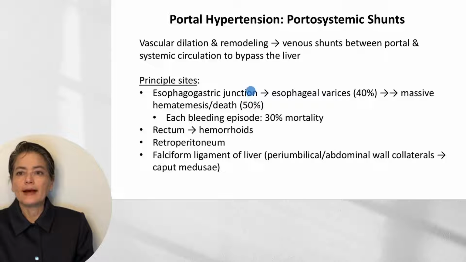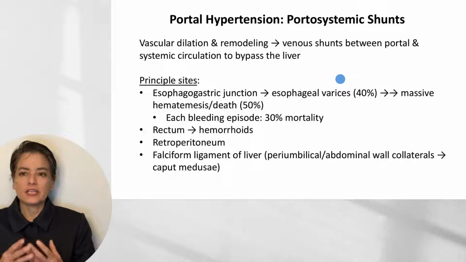This can result in massive dilation of the esophageal veins, referred to as esophageal varices, which we see in about 40% of patients with cirrhosis. These veins are very dilated and thin-walled. They're just below the surface of the mucosa, and they can rupture, causing massive hematemesis and death in 50% of patients with esophageal varices. And in fact, each bleeding episode carries a 30% mortality risk.